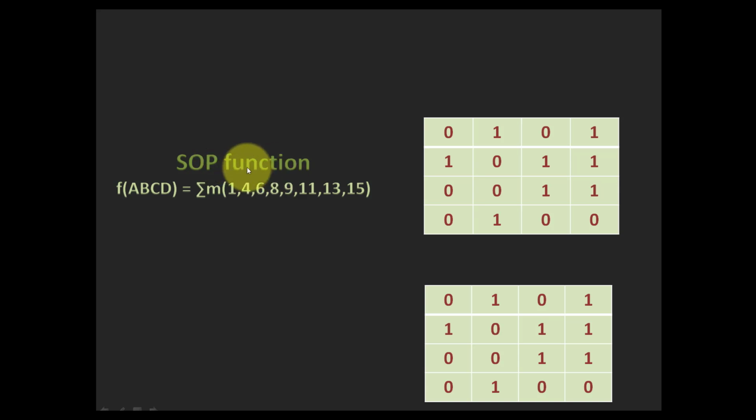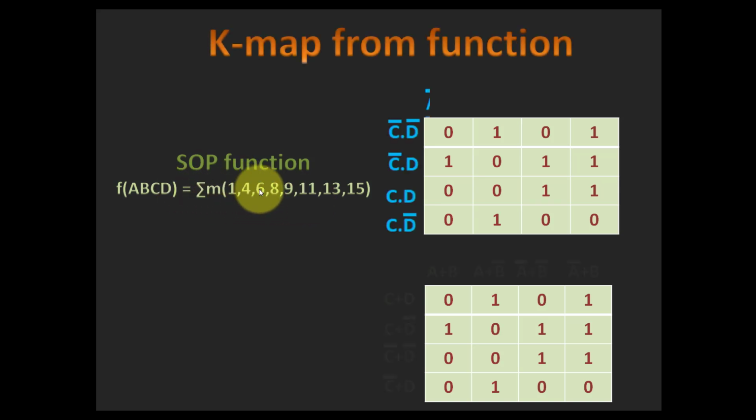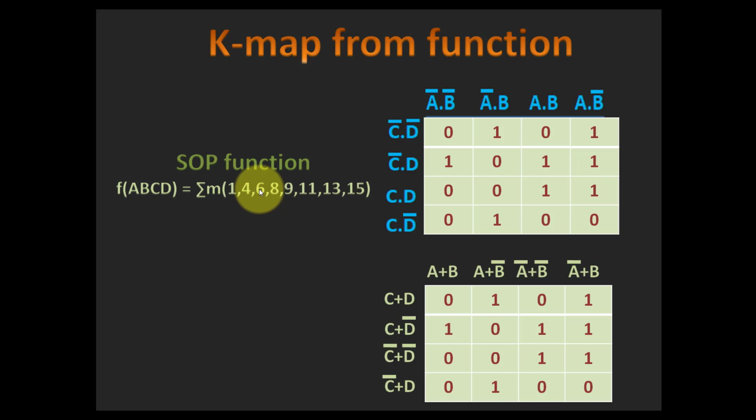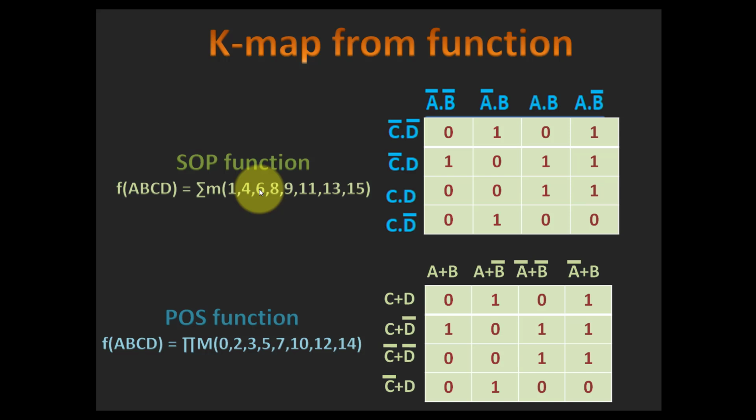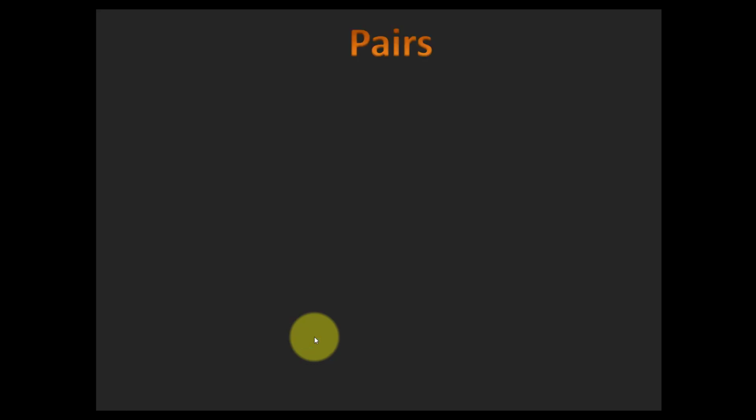Now suppose we have a SOP function, and we are given sigma small m 1 4 6, and we have to draw the K map. This is the SOP and this is the POS K map. All these cell numbers 1 4 6 8, if we go back and check, are all 1 and the rest are zeros. In the POS, if we have pi and capital M, then all these cell numbers will become 0 and the rest will become 1.